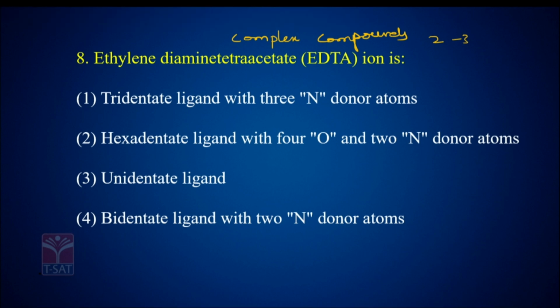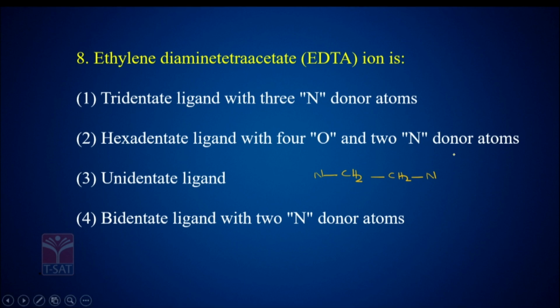So, EDTA: tridentate ligand with 3 nitrogen donor atoms, hexadentate ligand with oxygen nitrogen donor atoms, unidentate ligand, bidentate ligand with 2 nitrogen atoms. We can write its structure so that we can understand what it actually is. Ethylene diamine, CH2, CH2, here nitrogen and here nitrogen, tetraacetate, right?